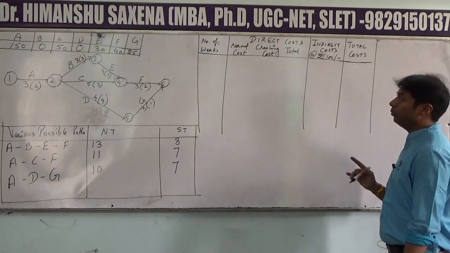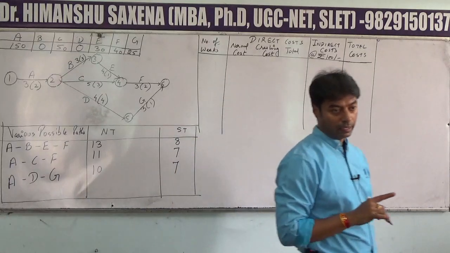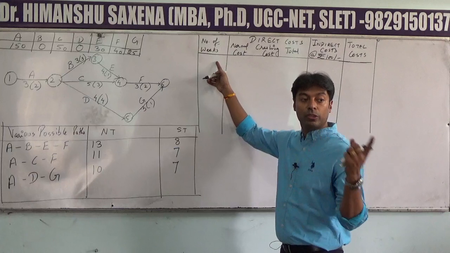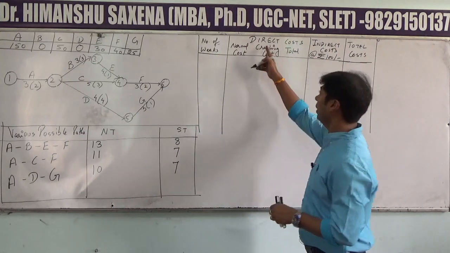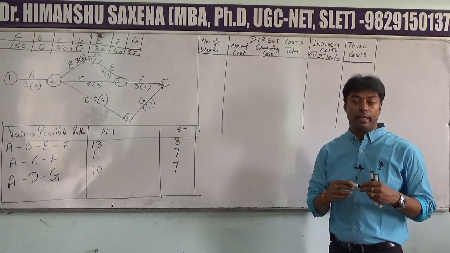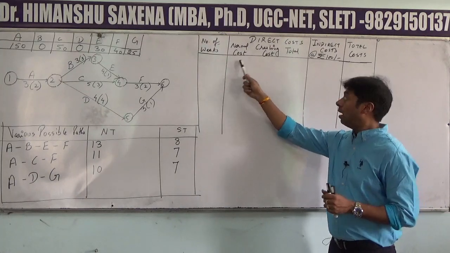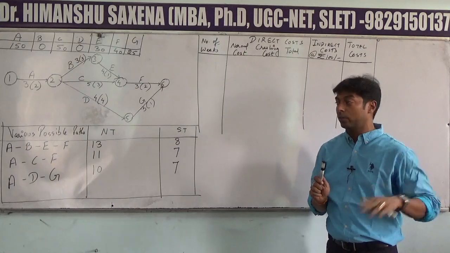So this is going to be the format of the cost sheet which we will be constructing. First column is for number of weeks. If the question is in days, then it would be number of days. Next segment is of direct costs. Direct costs are classified into 2. One is normal cost, another is crashing cost. All the other costs are indirect costs.